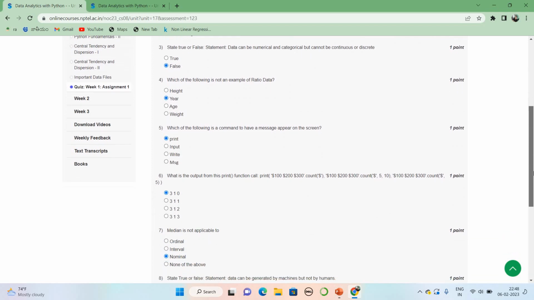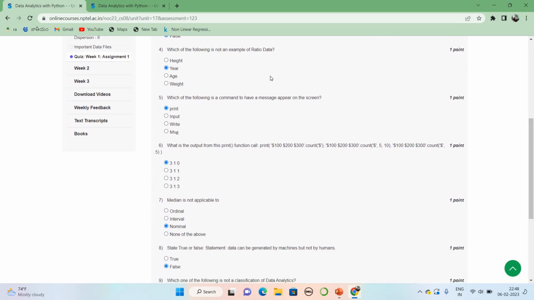Now coming to question number 4. Which of the following is not an example of ratio data? Height can be measured as ratio; age, weight, all these are continuous data and ratio data. Whereas year cannot be measured as ratio data. So year is not an example of ratio data.